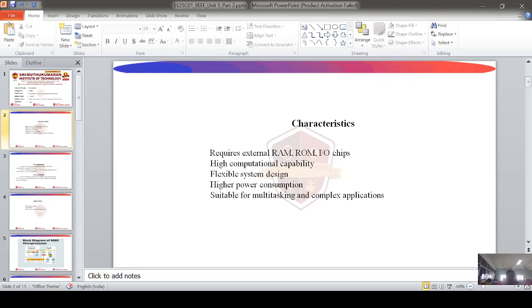Characteristics of microprocessor. A microprocessor requires external memory and input-output devices to function. It offers high computational power and flexibility, and it's suitable for multitasking and complex applications such as computers. However, it consumes more power.